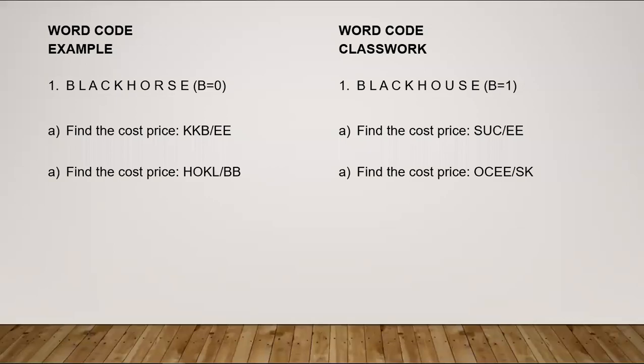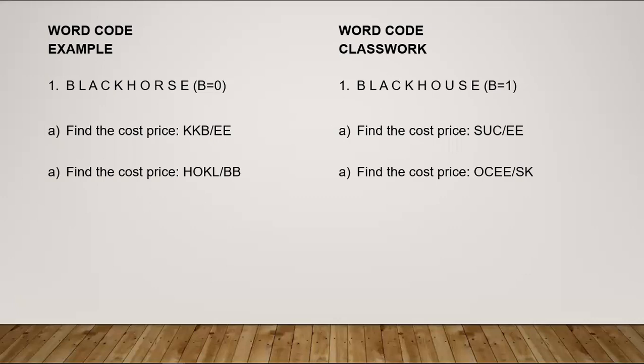I will be teaching you how to use the word code to find the cost price of a product. The word code is a word that you use to hide the cost price of a product. It must have 10 letters and none of the letters can be repeated. For instance, in my example, I gave you black horse, where I told you that behind B we will have 0. So each letter will carry a number, but those numbers can only be between 0 and 9.